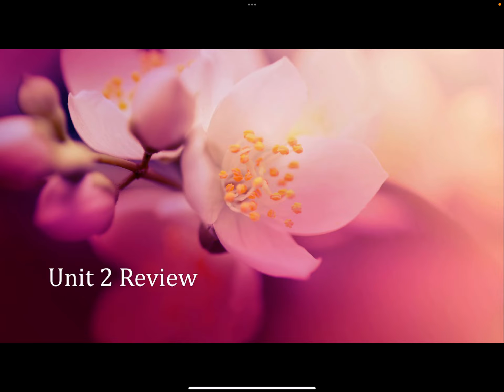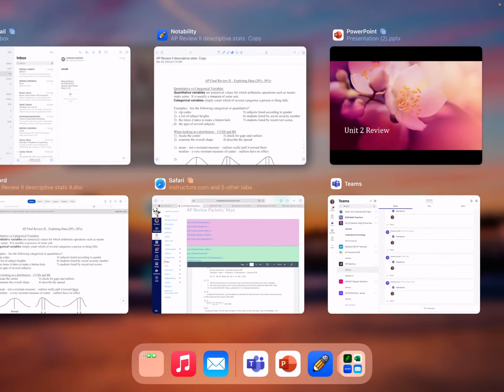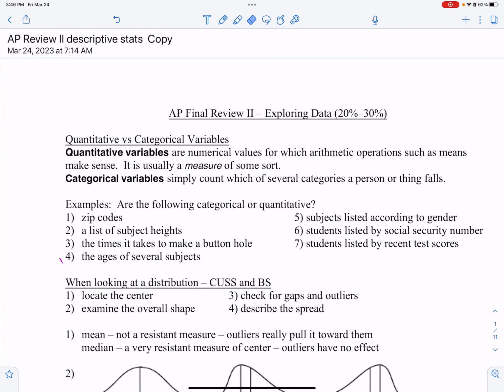Unit 2 review. All right, so for this part of the review, we're going to start with talking about quantitative and categorical variables.